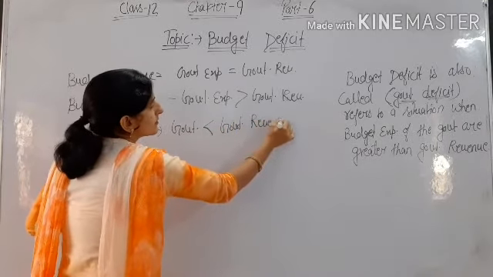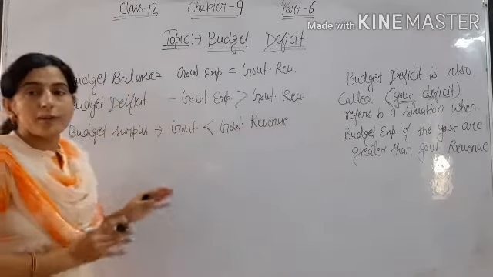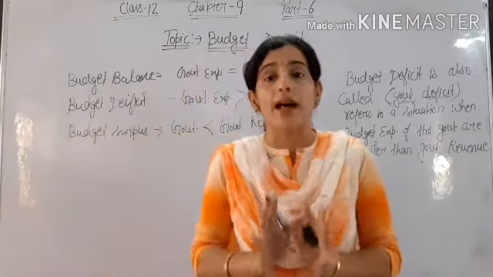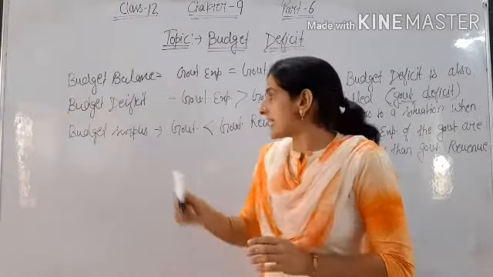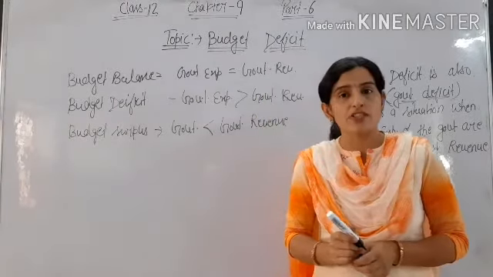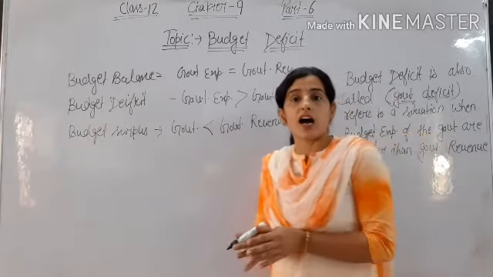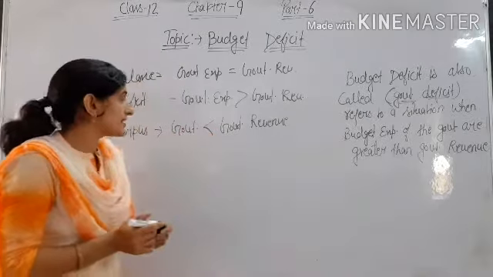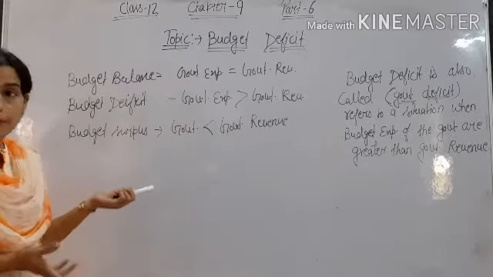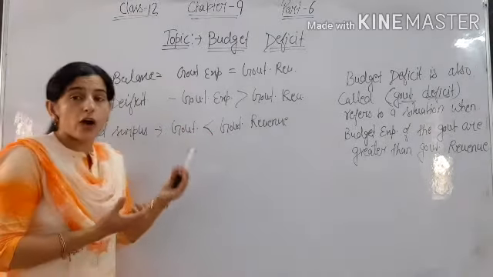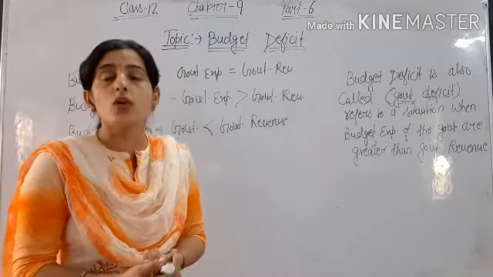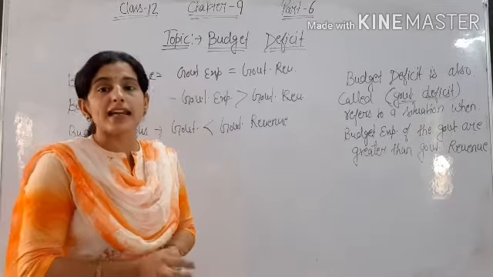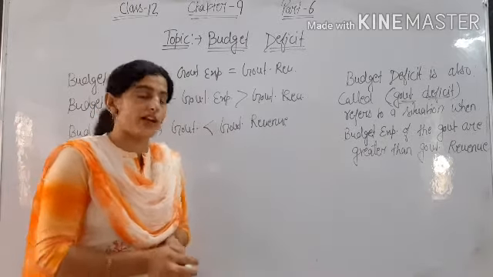The first is government expenditure equal to government revenue, means we have a balanced budget. Then the second type is government budget deficit, means government expenditure is greater than government revenue. The third is budget surplus, means we have more revenue compared to expenditure. Government expenditure is less compared to government revenue.